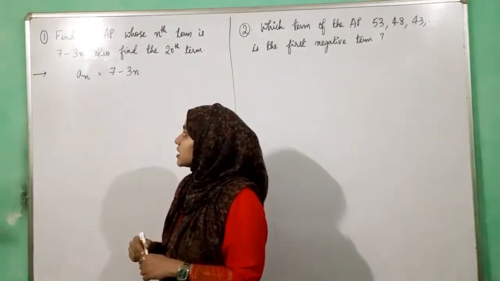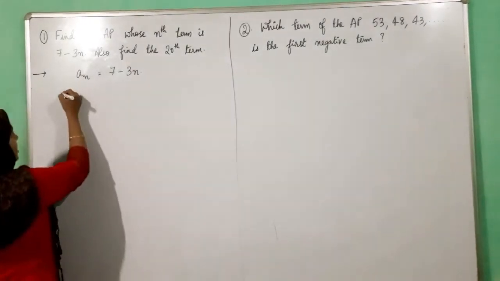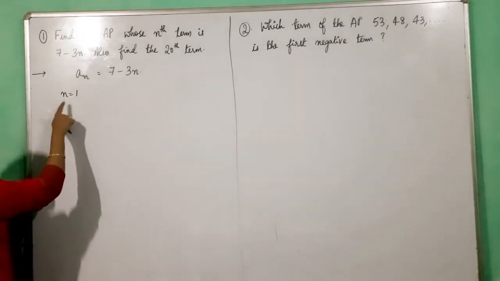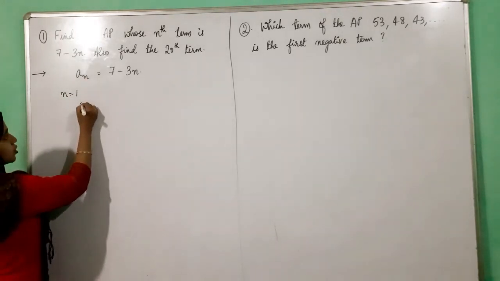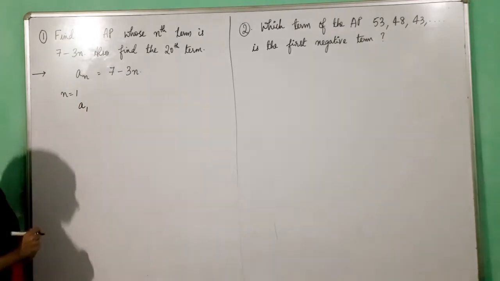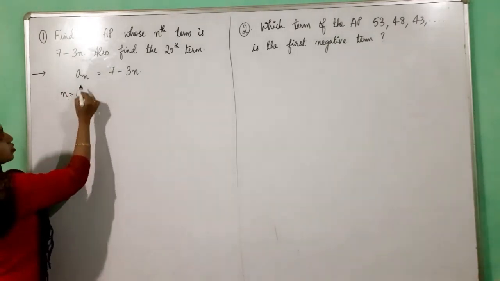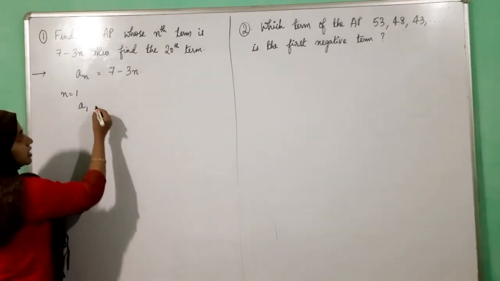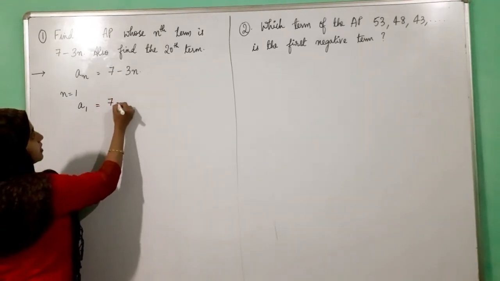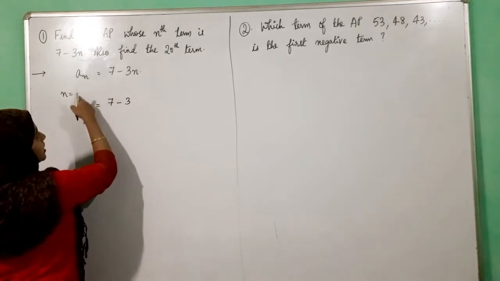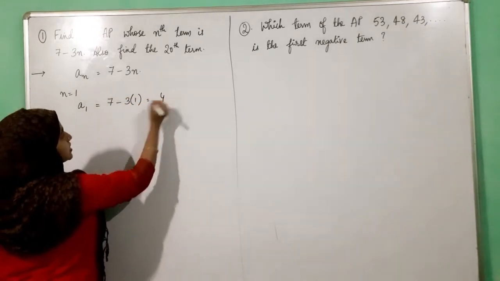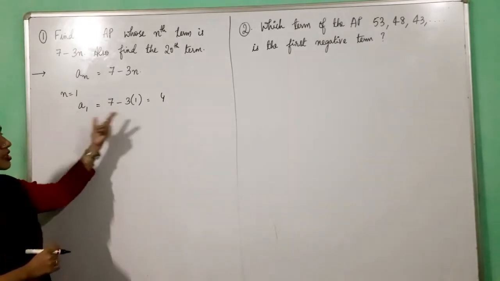Okay, so we will get started by substituting n equals 1. What happens if I put n as 1? Okay, so I will substitute 1 here. So n is 1, so I am getting a1. a1 is what? The first term of the AP. Okay, so a1 will become 7 minus 3, in place of n I am putting 1. Okay, so this will become 7 minus 3, 4. So you have got the first term.